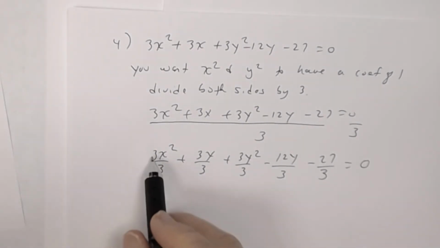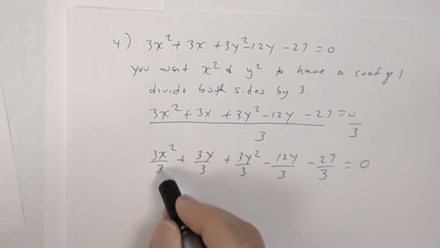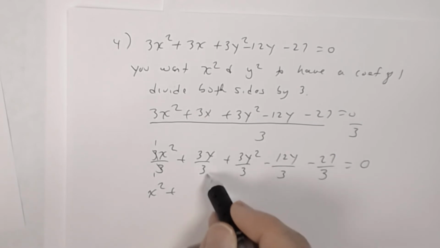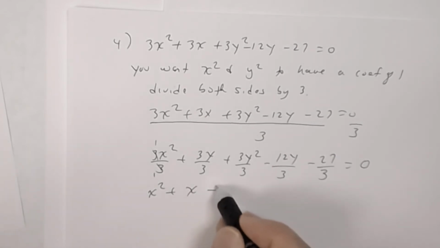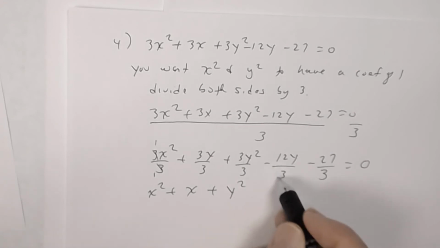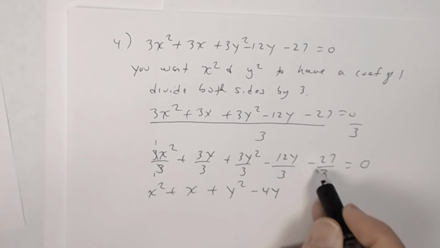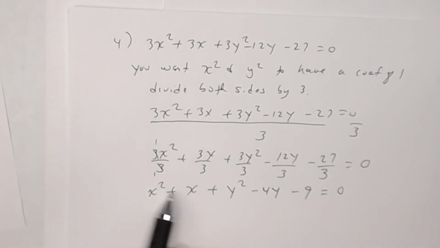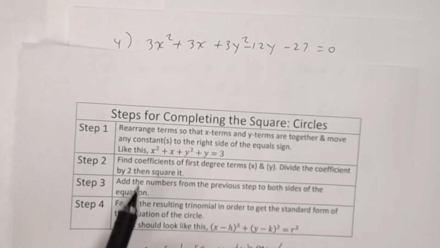And then simplify. Do you all agree that 3's divide out, so you're left with x squared, right? Plus, and then what's 3x divided by 3? Well, that's just x. Plus, y'all agree that's y squared? 12 divided by 3 is 4, so it'll be a minus 4y. And then 27 divided by 3, I'm going to write this as negative 9 equal 0. Okay? So now notice, do x squared and y squared now have a coefficient of 1? Yes. All right, so then let's go ahead now and do step 2.